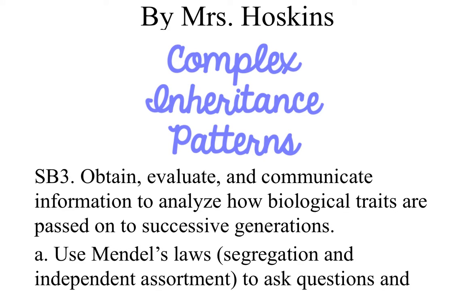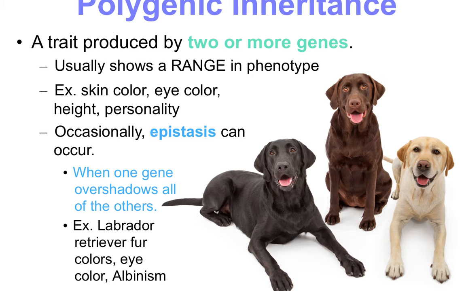Just when you thought it couldn't get more complex, let's look at complex inheritance patterns. All right, so polygenic inheritance is a trait that's produced by two or more genes. Usually it has a range in phenotype. One famous or popular example of this is skin color.